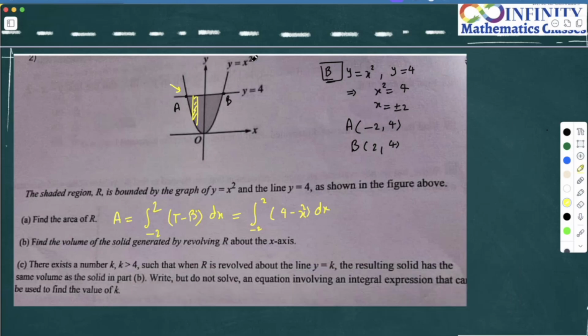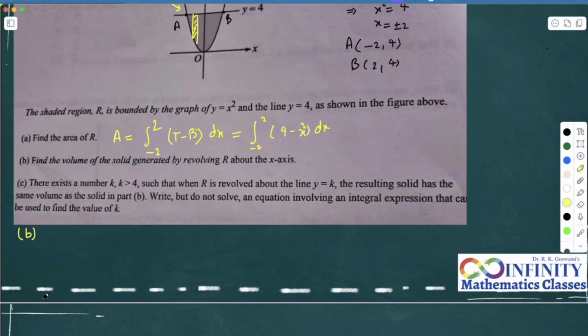Which method should I apply for that? You should use the washer method. Yes, perfectly okay. So when you are using the washer method, let me just read out the part B there.